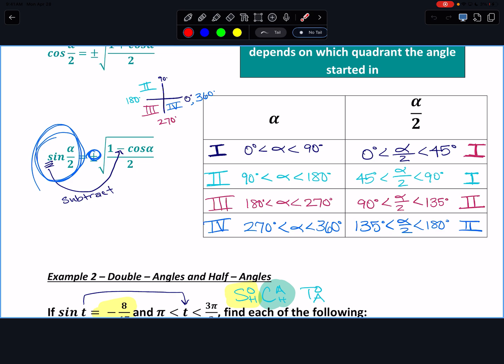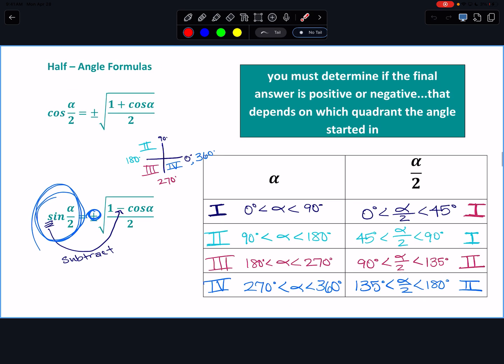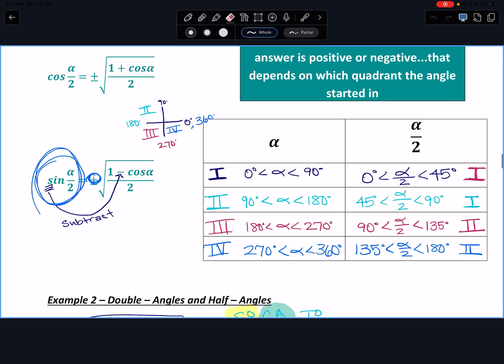Positive. Cosine is negative. So in the formula, you'll see you have plus or minus the square root of 1 plus cosine of alpha divided by 2. And then for the sine formula, it's plus or minus the square root of 1 minus cosine of alpha divided by 2. And so I had you compare and contrast, and the only difference in that formula is that it's a minus. So remember, if it's sine, you just subtract. That's how I remember it, okay?